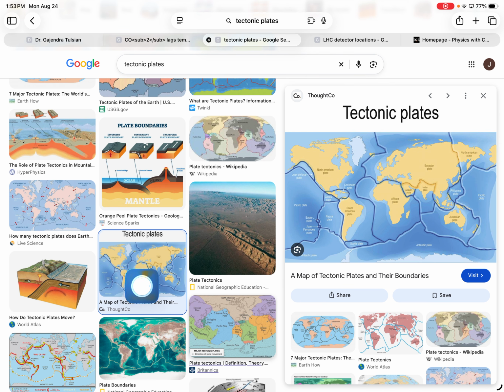And of course, you can convert this to miles easily. 30 kilometers is roughly, well, it's about, so divide that by 1.6, so roughly 18 miles a second.